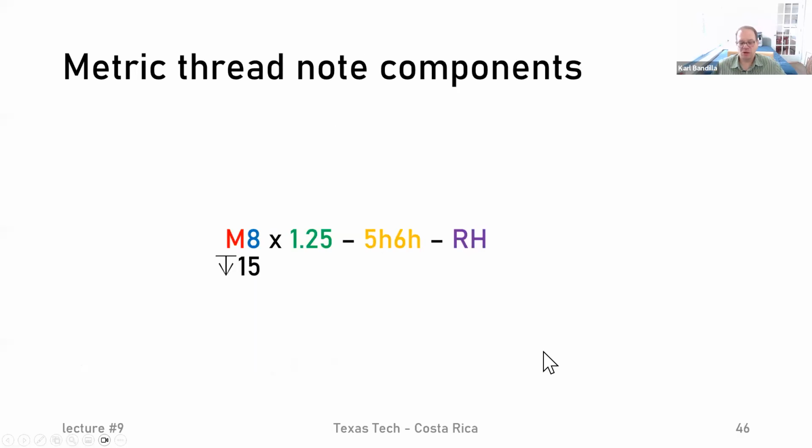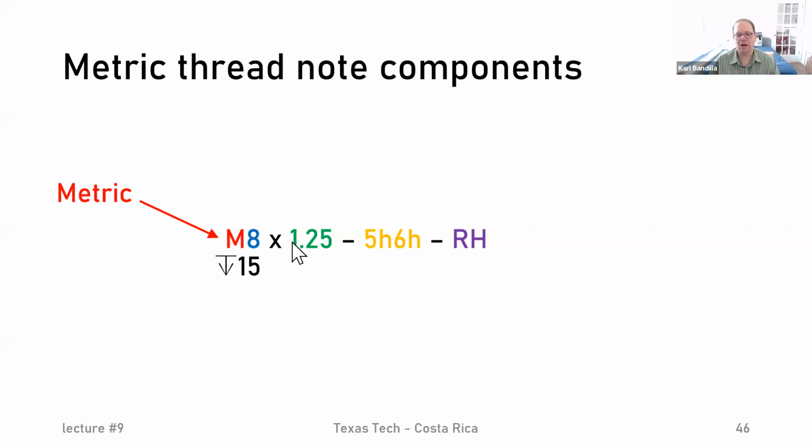But if we want to, again, look at a full thread note for metric, then we'll get something that looks like this. Basically it has very similar information in it, just looks a little different. The first one is M. And that just stands for metric, so that we know we're not looking at a unified national.